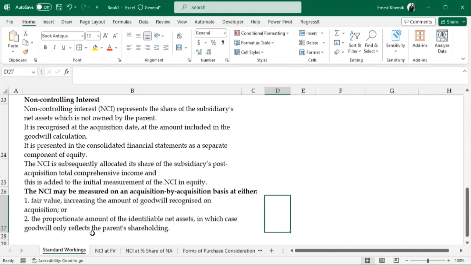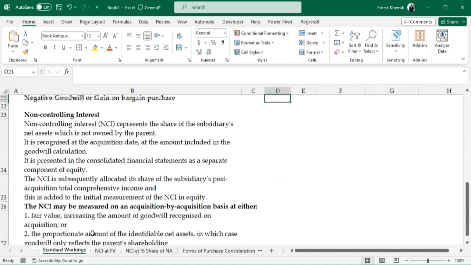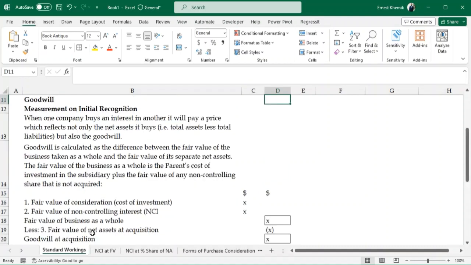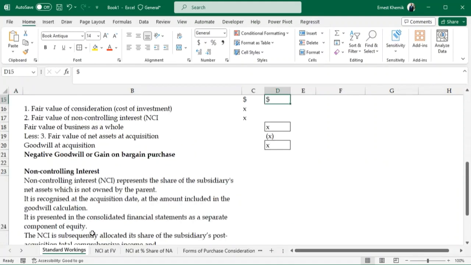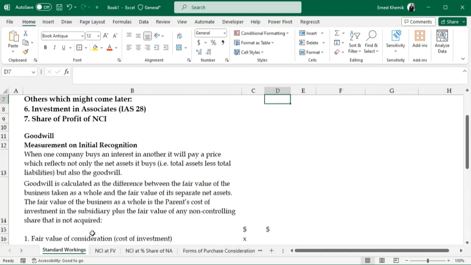Now the second measurement method is to measure your non-controlling interest at the proportionate share of the identifiable net assets. The identifiable net asset amount is calculated on the standard working 2, the net assets of the subsidiary schedule, which we are going to look at in a jiffy. So this is just a brief introduction, and it was just theory that I was talking about. Now let's dive into the calculation. Let's see how we can put these into practice.